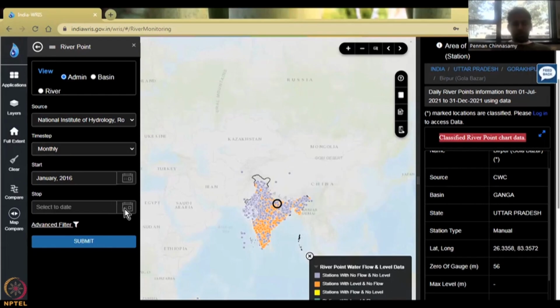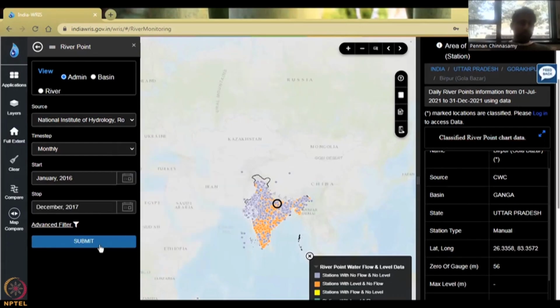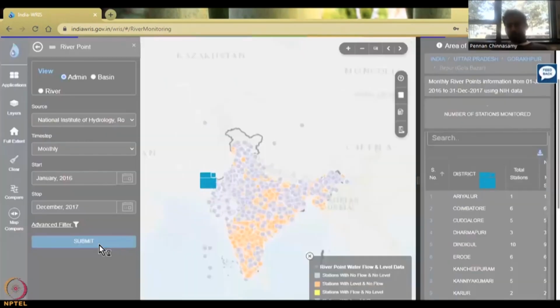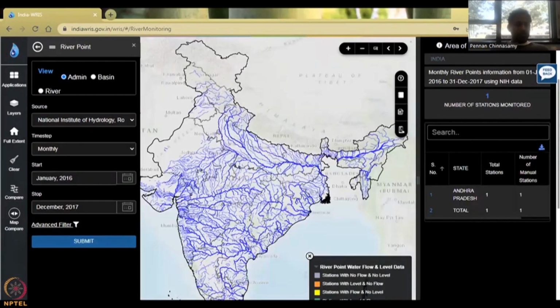Okay, so I'm going to click 2016 again, or let's do one more year and then say 2017. So we'll have 24 points, and then I'm going to click OK. While it's populating, again, this bottom part is also going to change. And you could see that National Institute of Hydrology has only one monitoring station in this entire area, and it is in Andhra Pradesh.